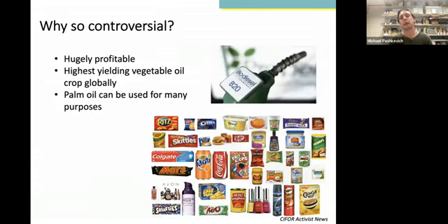Lastly, it's quite a versatile oil as well. So it can be used for many different purposes, ranging from food products to cosmetics to even biodiesel. So we can do a lot with this oil once we actually have it produced.